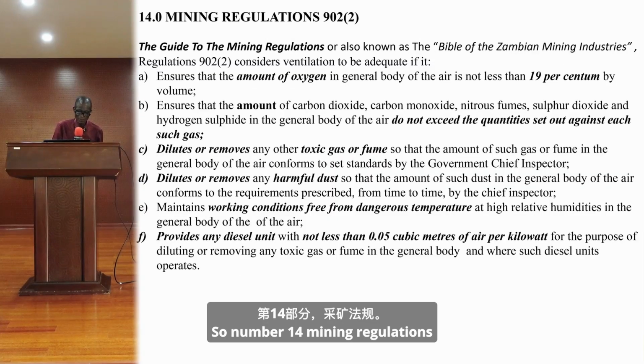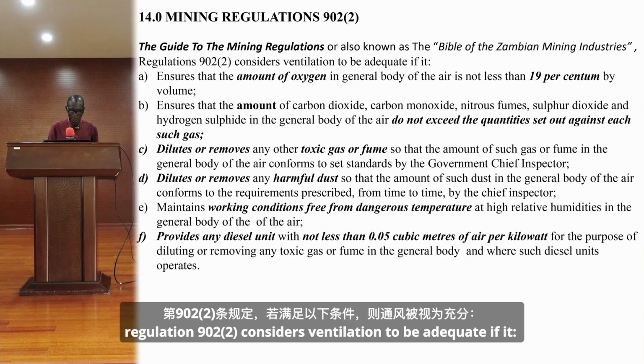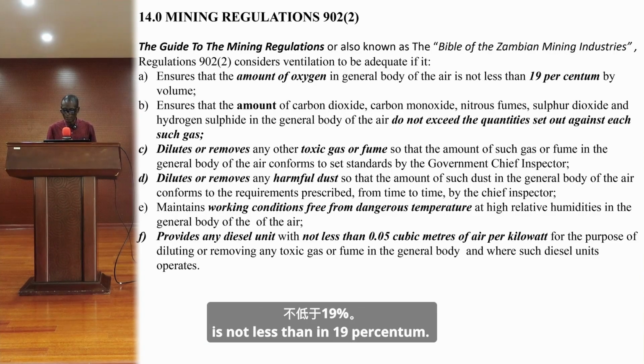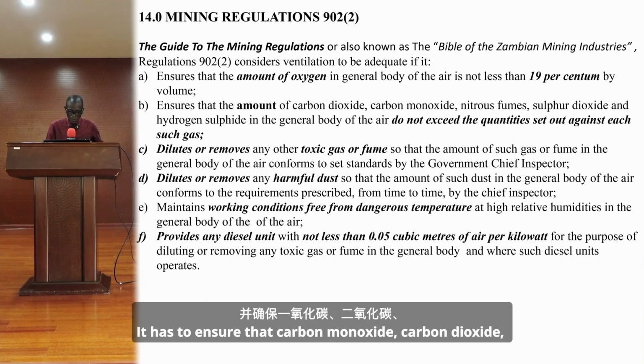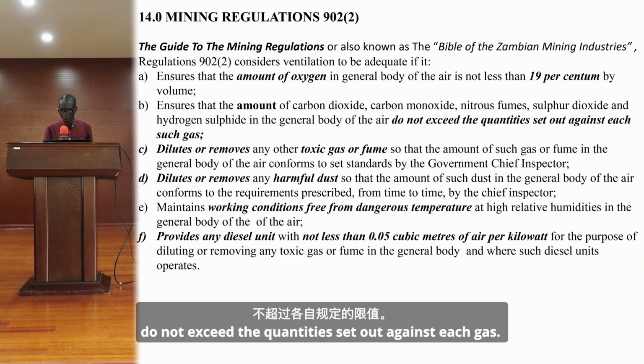So number 14, mining regulations. The Guide to Mining Regulation, also known as the Bible of the Zambian mining industry, or Regulation 902, considers ventilation to be adequate if it ensures that the amount of oxygen in the body of the air is not less than 19%. It has to ensure that carbon monoxide, carbon dioxide, nitrous fumes, sulfur dioxide and hydrogen sulfide in the body of the air do not exceed the quantities set out against each gas.